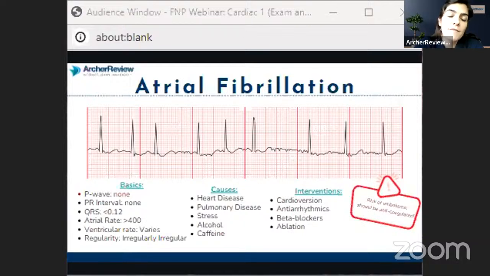So often ablation could be successful or not successful. It could be successful temporarily, and then that patient could go right back in AFib. So they really should be directed to talk to their cardiologist about the risk versus benefit of the procedure. And then, of course, all patients with AFib should be assessed for stroke risk using the CHA2DS2-VASc score system, and they should be anticoagulated. And also, they should be rate controlled with a beta blocker.